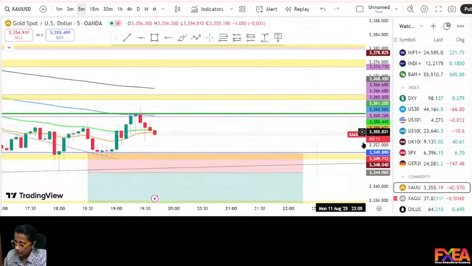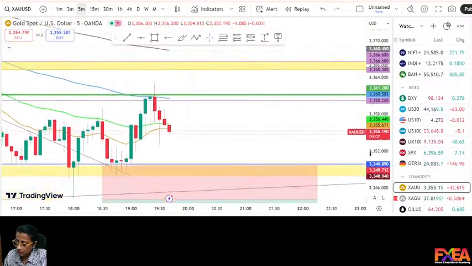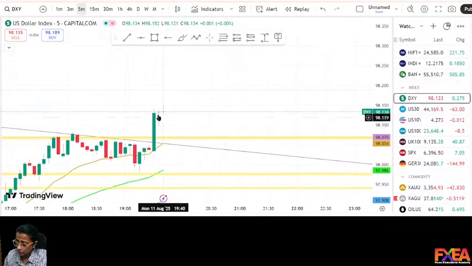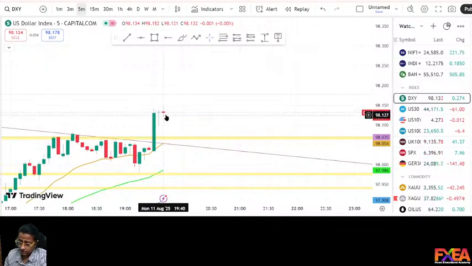If people have taken any gold sell move, be cautious. Compare the market and correlate it with the dollar index. If you see the dollar index, a doji candle is happening here, an indecision candle. But still it is bullish, so it's very indecisive, so take the trade cautiously.